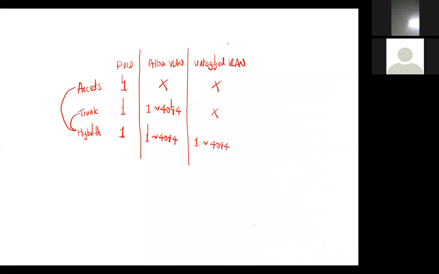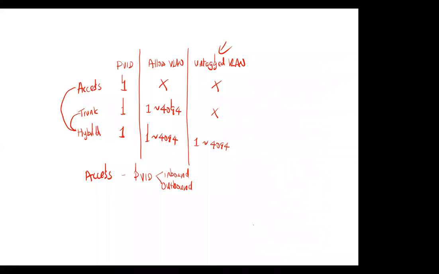So I'm going to explain to you what is meant by the untagged VLAN. As what I mentioned just now, when you are using access, based on PVID, we have inbound and outbound. Inbound to the switch port, I tag. Outbound from the switch port, I untag. That is on the access link type. So all based on the PVID.